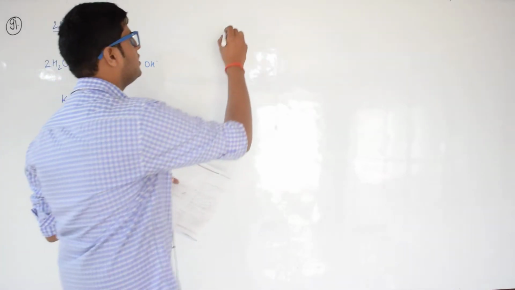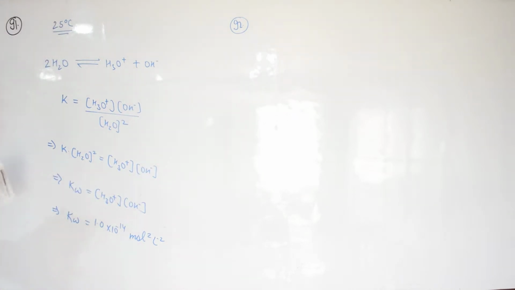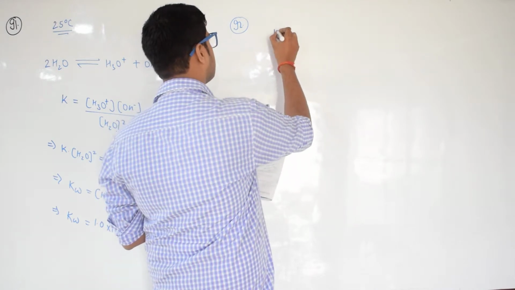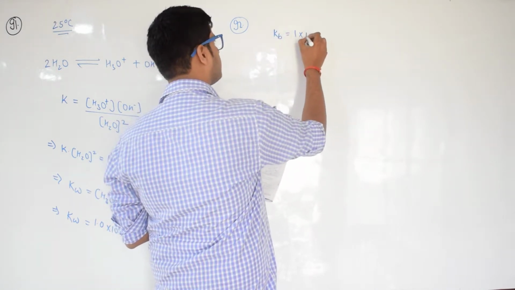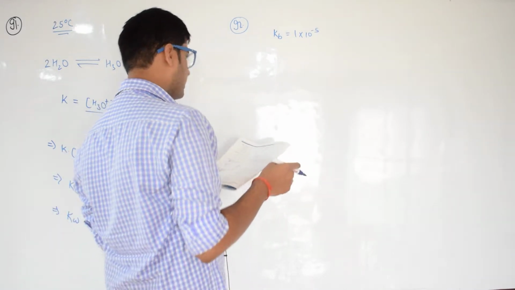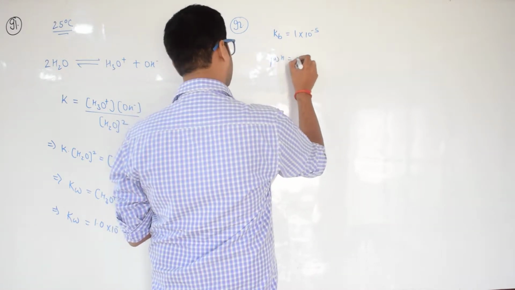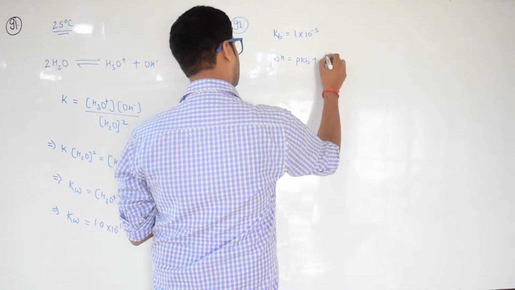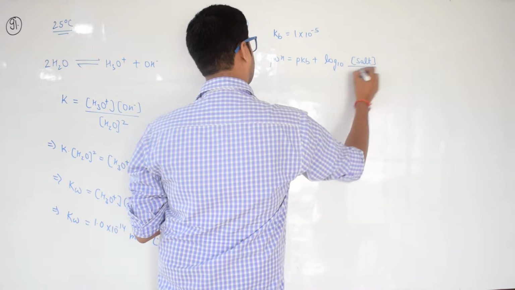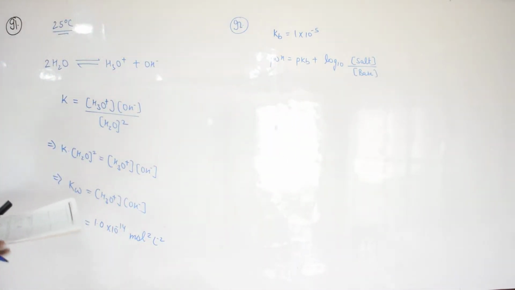The next question is question number 92. It is asked the pKa of a base, and Kb is given as 1 into 10 to the power minus 5. So, if the value is given, we can apply the formula: pOH is equal to pKb plus log 10 of concentration of salt upon concentration of base. This is the Henderson equation.